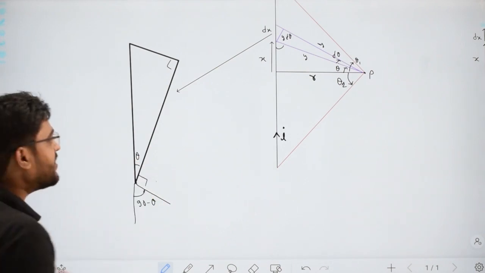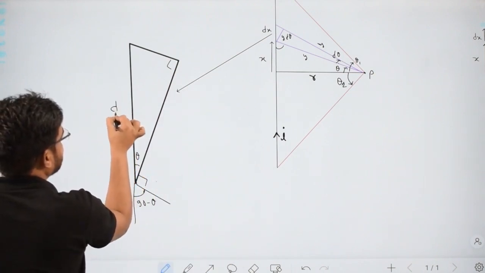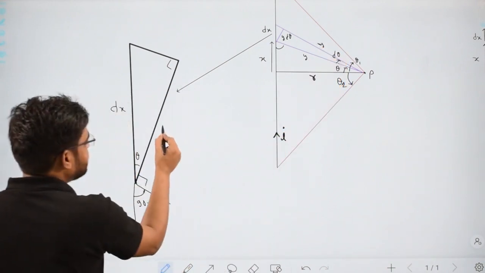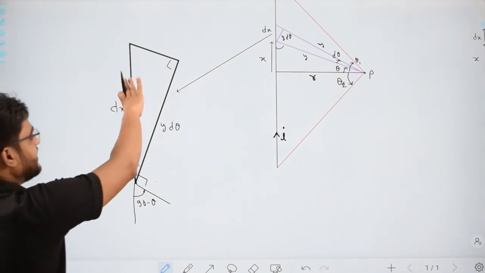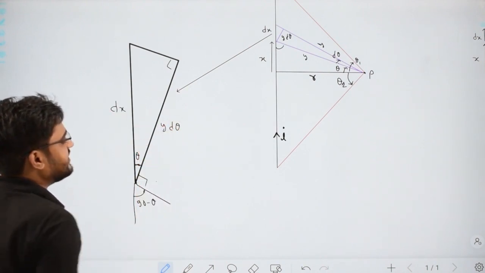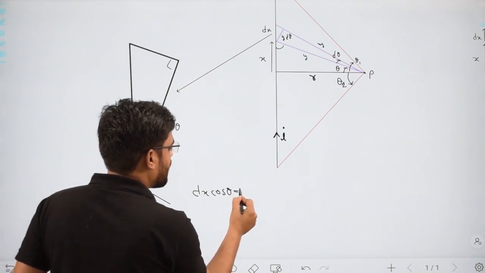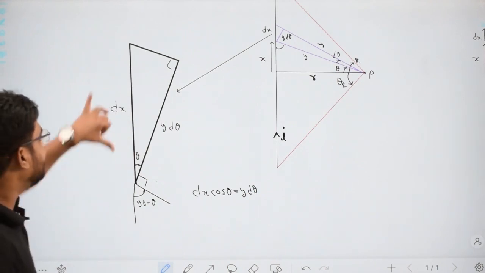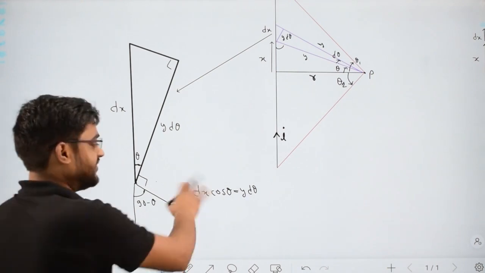Now, what about this width? This width was dx, so this is my dx. What about this? This was nothing but y d theta, so this length is y d theta. Now, let us relate this. I will say dx is the diagonal, so dx cos theta, because this angle is theta. Here I am writing that dx cos theta is nothing but y d theta. That's the first relationship between dx and d theta. That's the important thing. We'll keep it so that we can utilize it later.